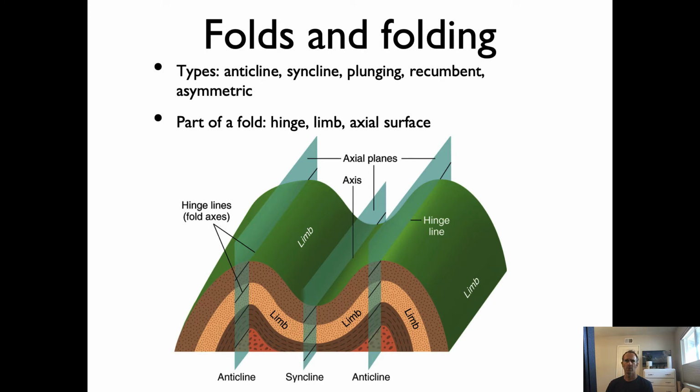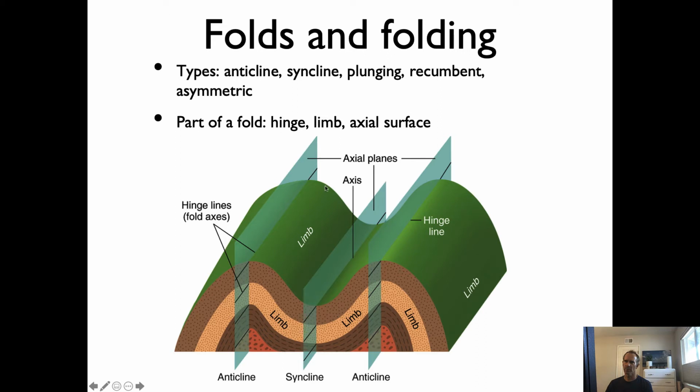So just to review real quick the basics of folding, we tend to categorize them as either anticlines, where the two limbs of the fold are dipping away from the center of the fold, from the axis. So your limbs are here and here. This is where you have stratigraphy that's sort of inclined downward away from the axis, and we would call that an anticline. The syncline is shown in the middle here, where the limbs are dipping towards the axis. And then over on the right, we have another anticline.